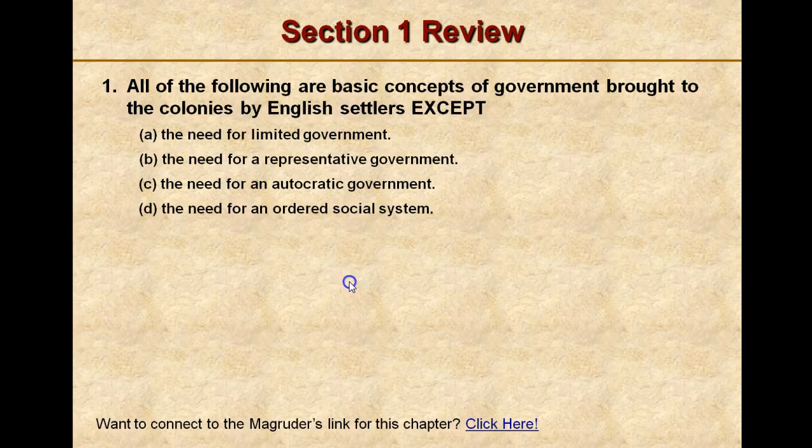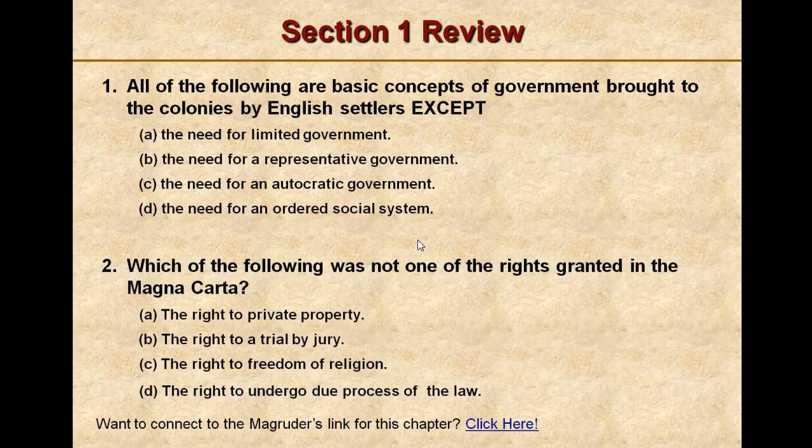All right, question number 2. Which of the following was not one of the rights granted in the Magna Carta? So if you remember, there were a few things that were listed out in the Magna Carta which ultimately limited the government of the king and basically helped out the lords. And our answers are the right to private property, the right to a trial by jury, the right to freedom of religion, the right to undergo due process of law. And hopefully you've chosen letter C. That is the freedom of religion, which came later under the English Bill of Rights.